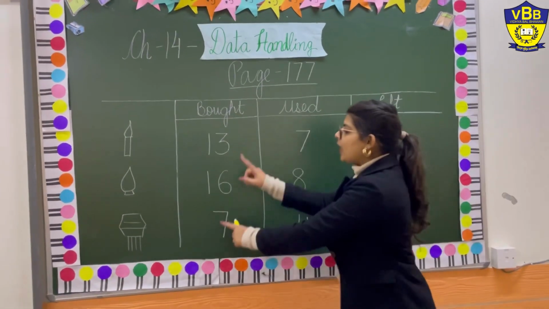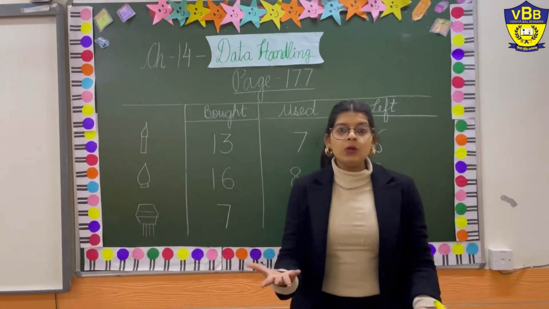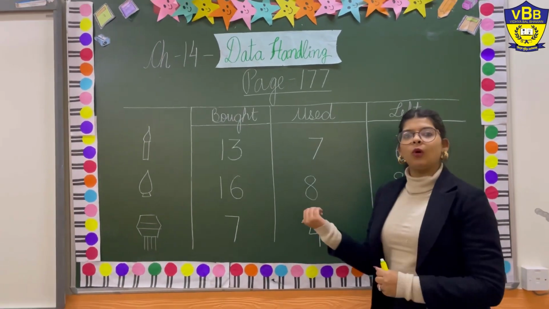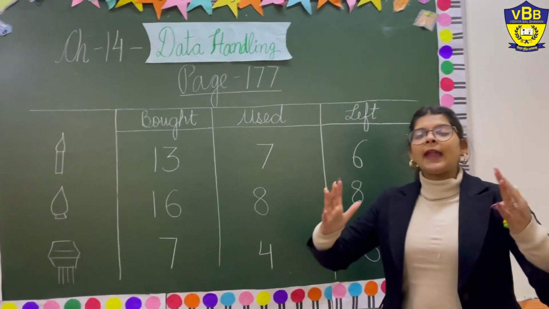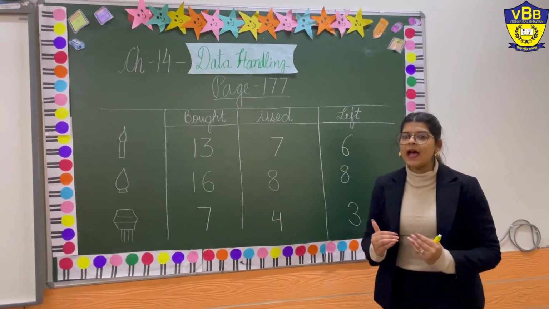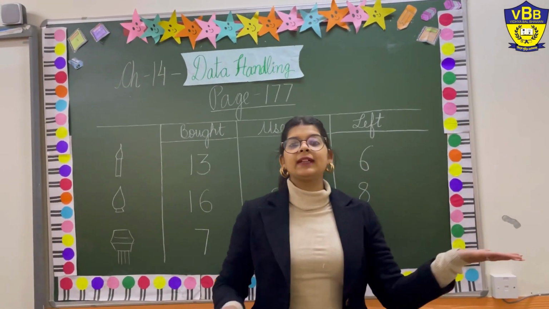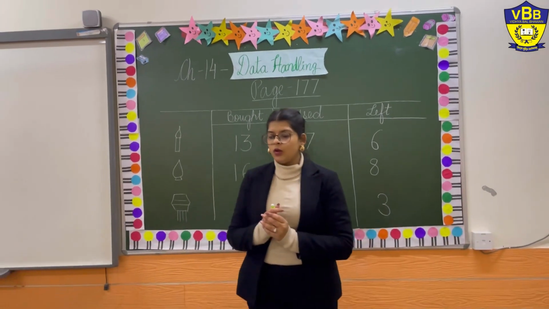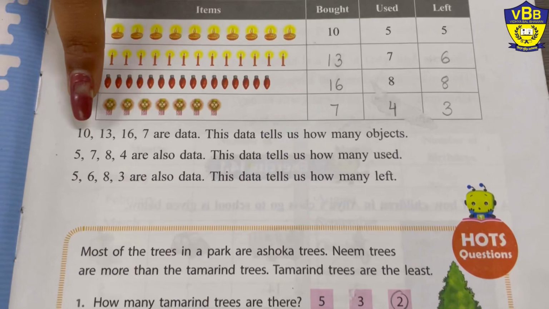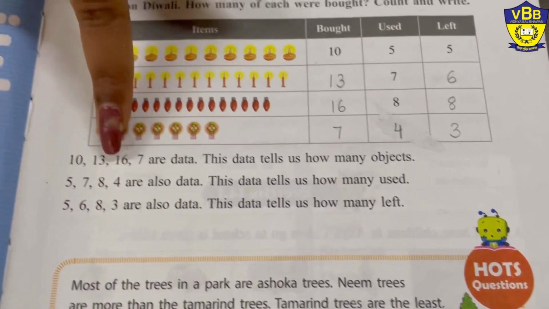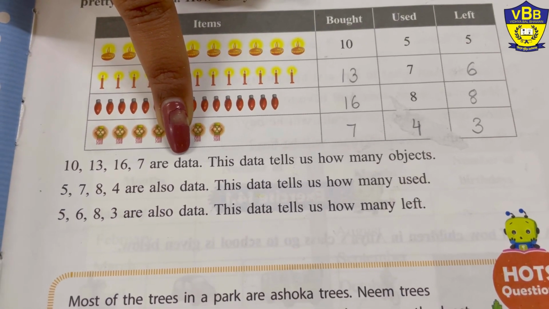All the data which we have prepared, counted and listed on the board is called data. How you maintain the data is called handling. That is why this chapter is known as data handling. The numbers I have written in your book, 10, 13, 16, 7, are data which were given to us.